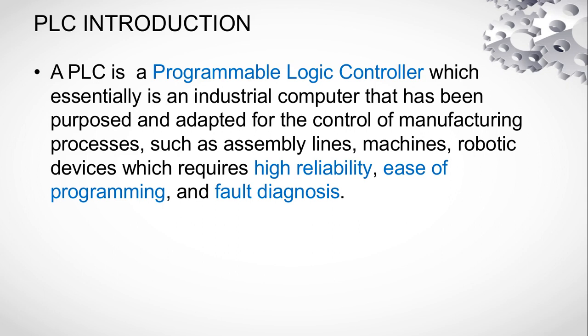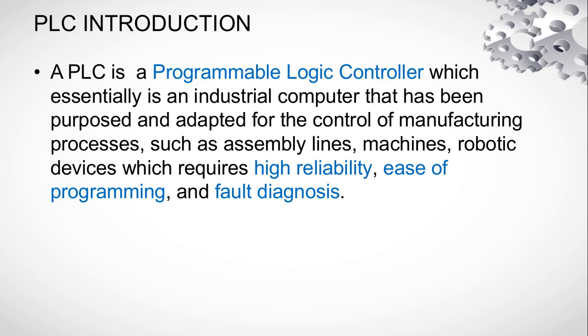So somebody might wonder what exactly is a PLC. It is generally a computer as such, because it receives some form of input and processes that input data to produce a certain result or expected action. Generally, it is an industrial computer. It's a computer designed to work in rugged areas, generally in a factory or an industry. It's been purposed and adapted for the control of manufacturing processes such as assembly lines, machines, robots, and robotic devices, which require high reliability, ease of programming, and fault diagnosis.